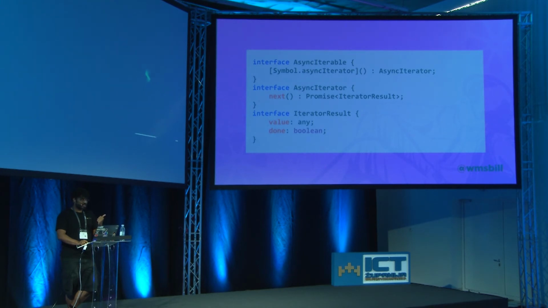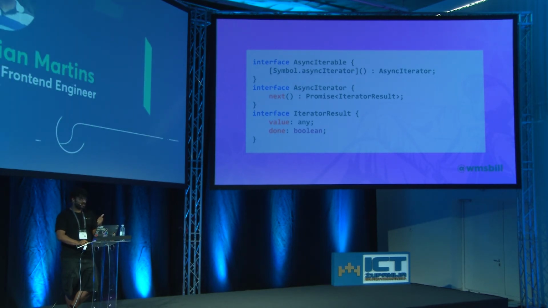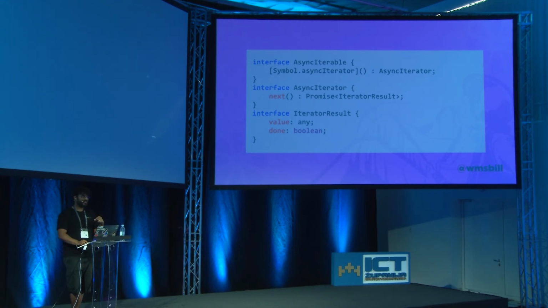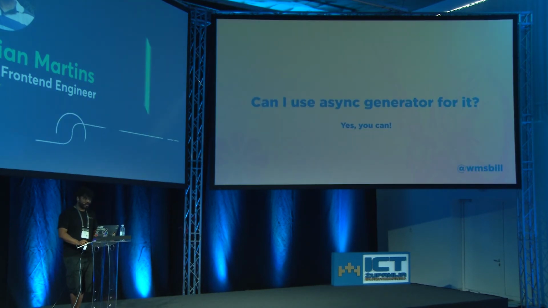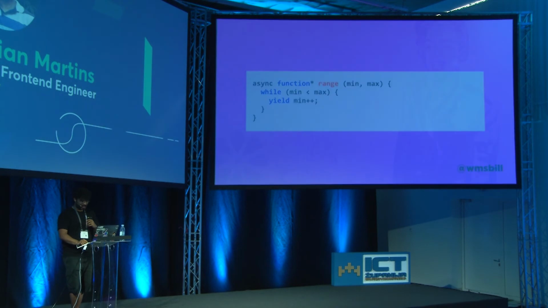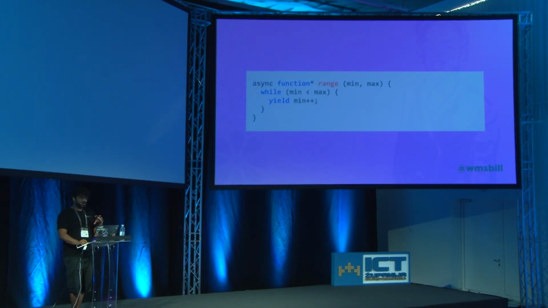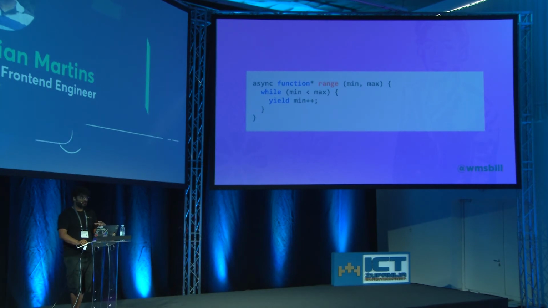The symbol that indicates that the iterable is an async iterable is the symbol.asyncIterator. And it has to return an async iterator, which is almost the same as an iterator, but the next function returns, instead of the value, a promise that resolves the value. Okay, so connect the dots. You may ask, can I use the async generator for it? Yes, you can. Because when you call an async generator, it gives you an async iterator.